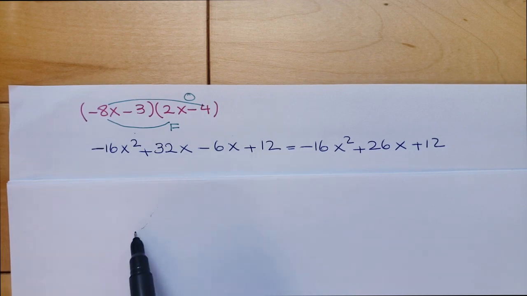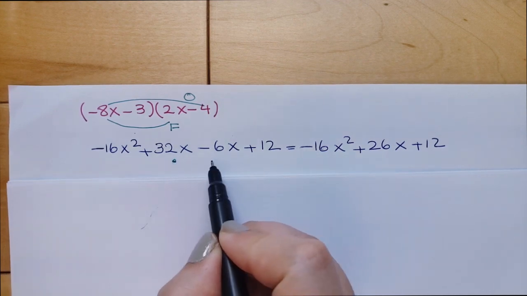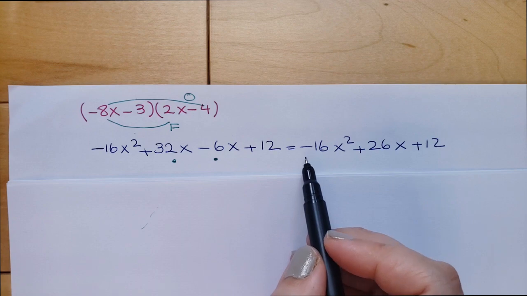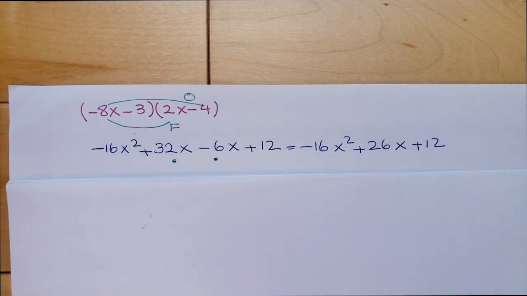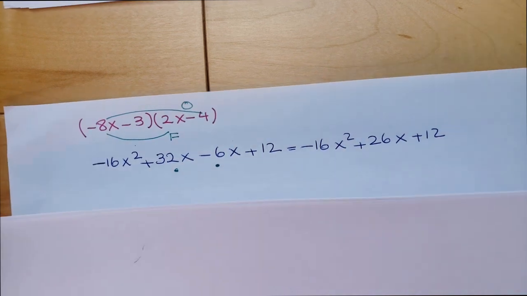To simplify, we have to find the like terms. These are two like terms. So negative 16x squared plus 20x plus 12. Next step.